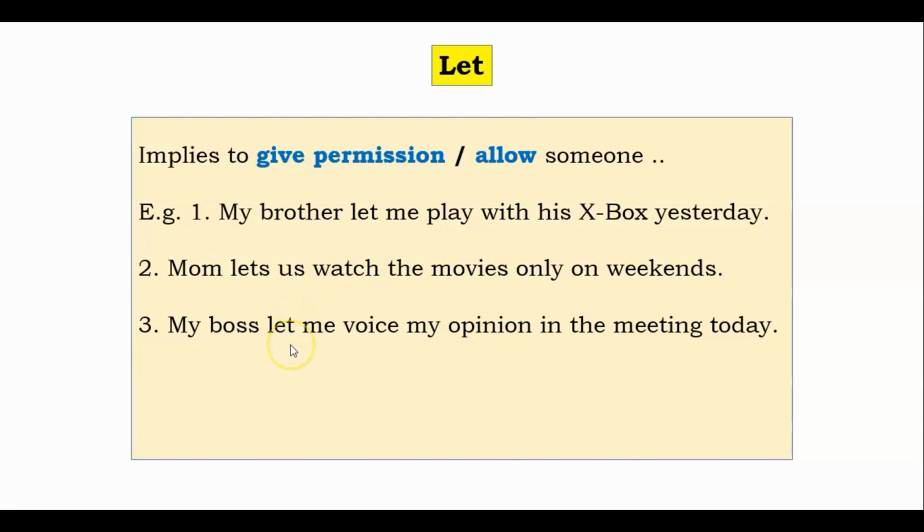This let is V2 again, past tense, okay? My boss let me voice my opinion in the meeting today. He allowed me to speak.